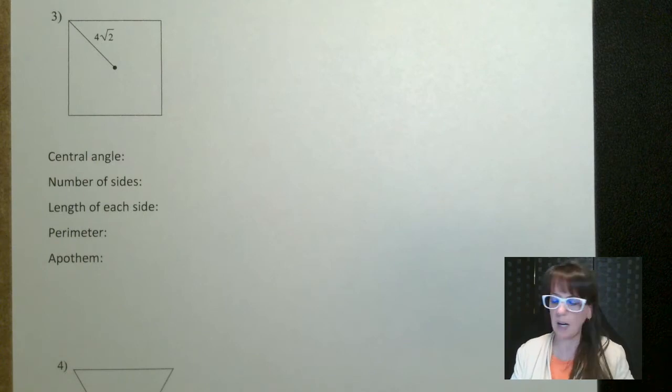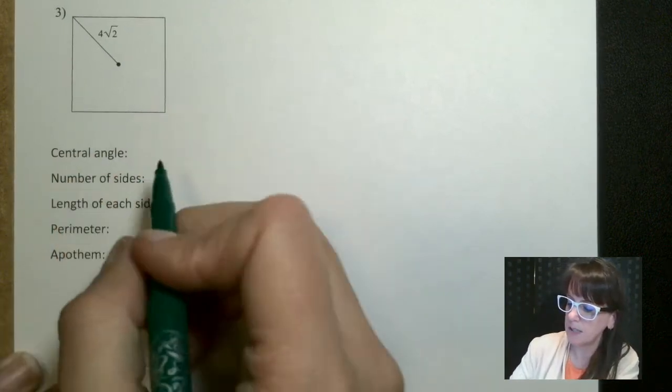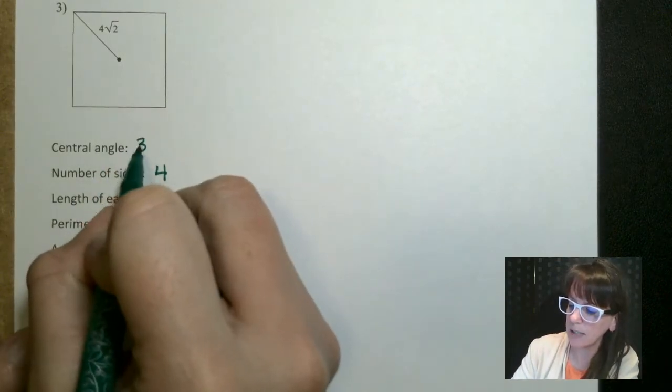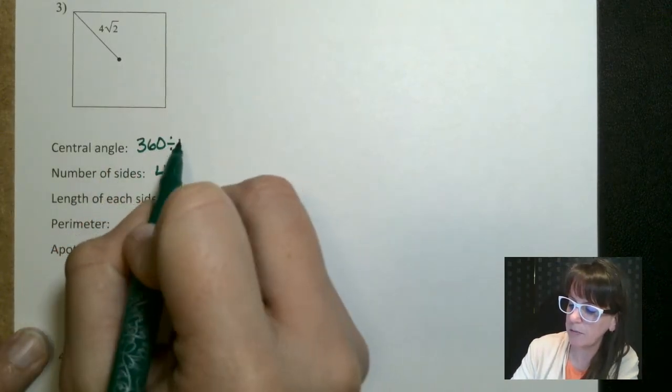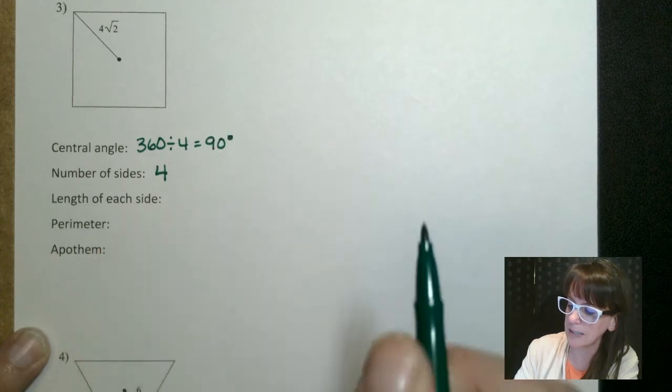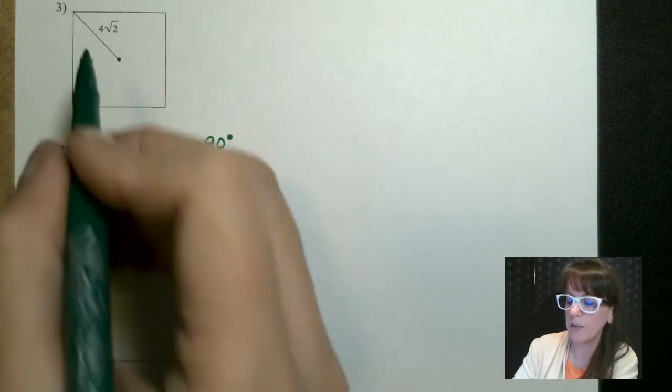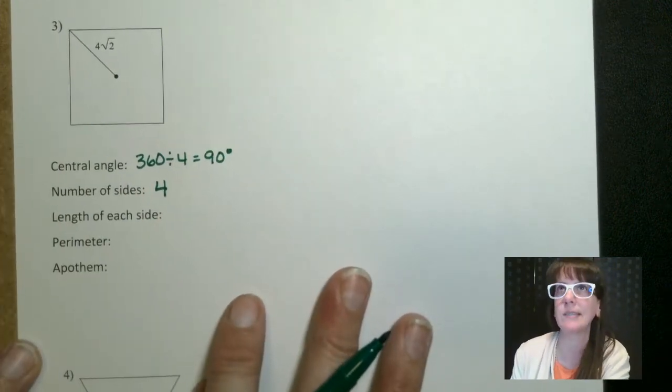All right, so we've got the number of sides. It's 4 because it's a square. That means the central angle is 360 divided by 4, which gives us 90 degrees. The length of each side, we don't know yet. So we don't know the perimeter, but we don't even know the apothem. We only know the radius. Jeez. Blech.